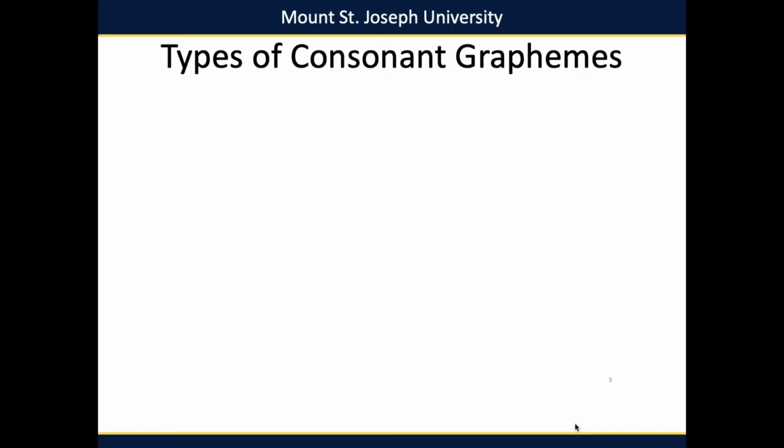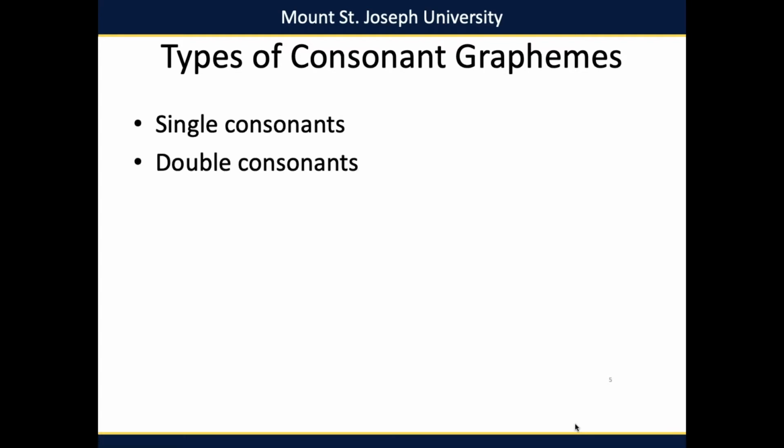We've discussed consonant phonemes from Chapter 3 in the Speech to Print book. Now we'll discuss consonant graphemes. Single consonants are fairly straightforward, one letter to represent one sound. There are double consonants that represent one sound: double F, double L, double S, even double Z. We'll talk more about those patterns in a few minutes.